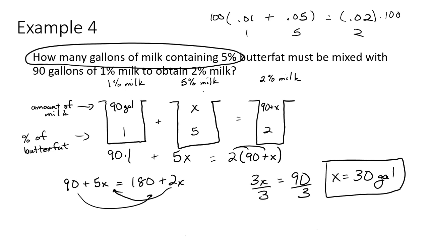It makes sense that you don't need as much of this as you had of the 1% milk, because you're not trying to end up exactly halfway in between. If you added 90 gallons of 1% and 90 gallons of 5%, you would end up halfway between 1% and 5%. But in total, we only wanted to bring it up to 2%, so we didn't need as much of the 5% milk in this case.